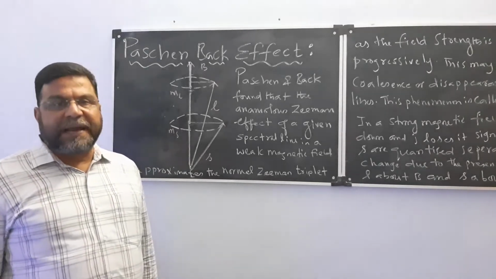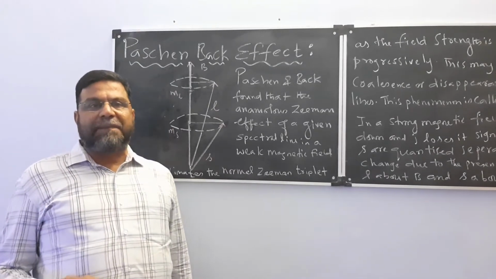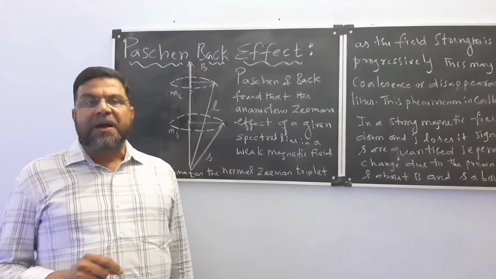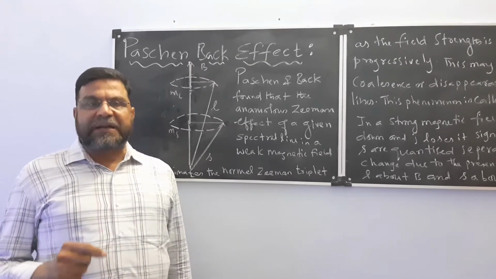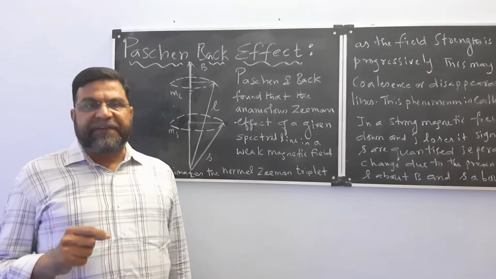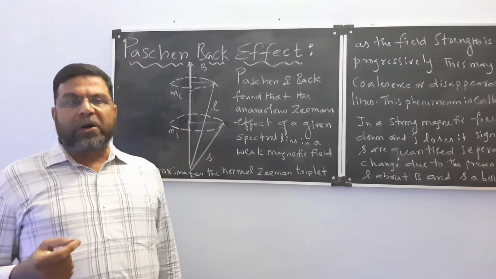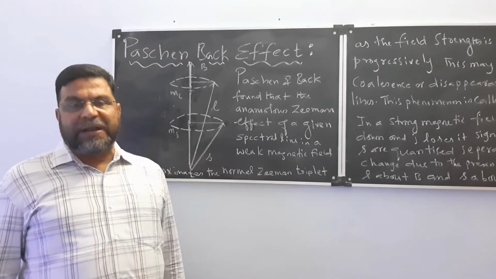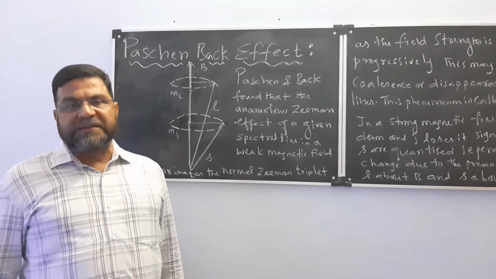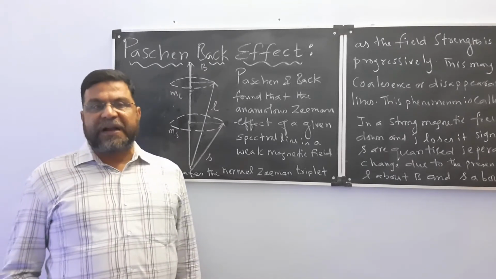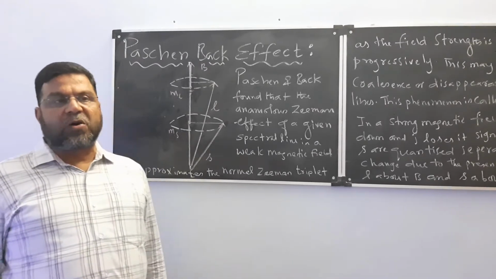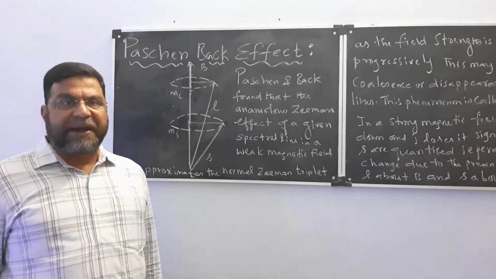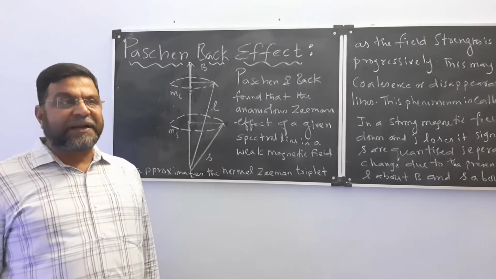The splitting up of spectral lines is due to the application of a magnetic field. I have told you the Zeeman effect, normal Zeeman effect, and anomalous Zeeman effect. If a magnetic field is applied on a spectral line and it splits into two or more lines, it is called the Zeeman effect. If it splits into three lines, then it is known as the normal Zeeman effect. In a weak magnetic field, if the spectral line splits into more than three, then it is known as the anomalous Zeeman effect. Based on that, we have seen Debye's explanation, Lorentz theory, and the splitting up of D lines.